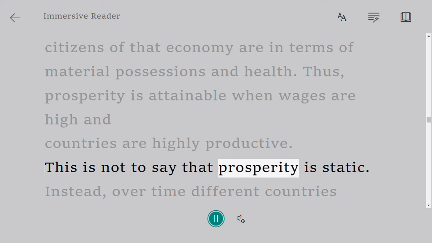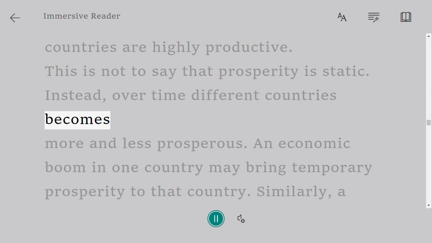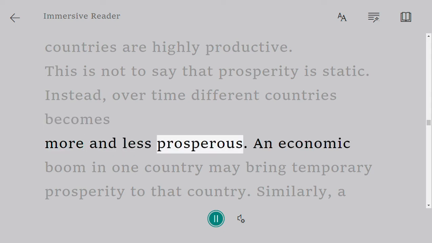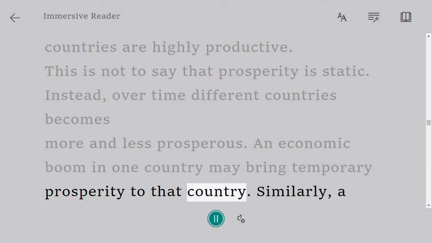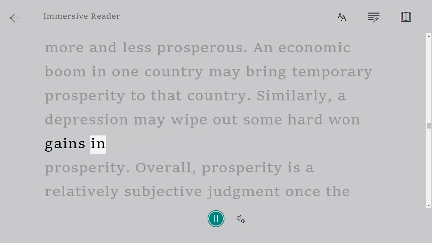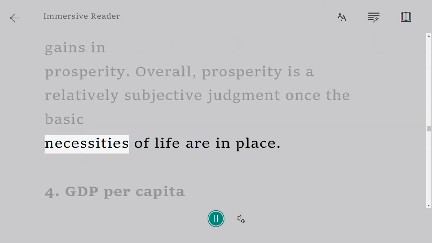This is not to say that prosperity is static. Instead, over time different countries become more and less prosperous. An economic boom in one country may bring temporary prosperity to that country. Similarly, a depression may wipe out some hard-won gains in prosperity. Overall, prosperity is a relatively subjective judgment once the basic necessities of life are in place.